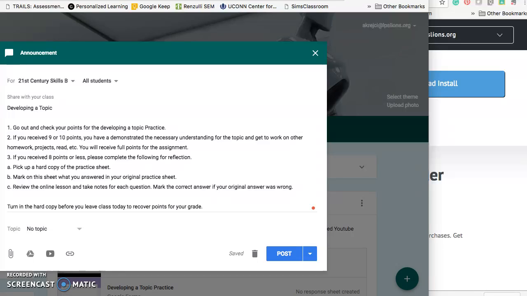The third thing you're going to do is finish reviewing this online lesson, and whether you got the answer right or wrong, you need to be taking notes for each question so that you really have a strong grasp on this topic. You're going to mark the correct answer and then also put down why that was the correct answer. And a good idea would be to write down why your answer was wrong. That hard copy then needs to be turned in before you leave class today to recover points for your grade.